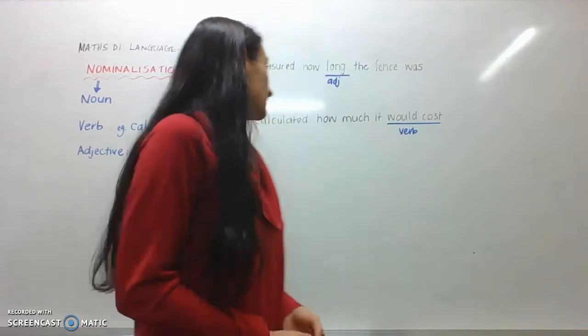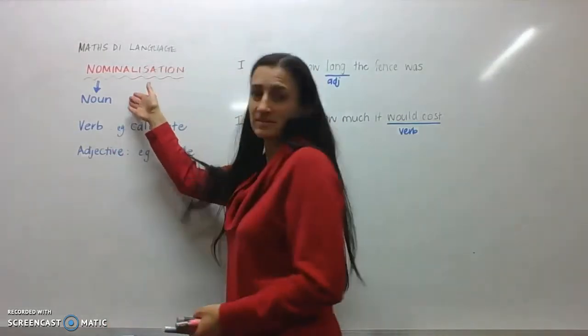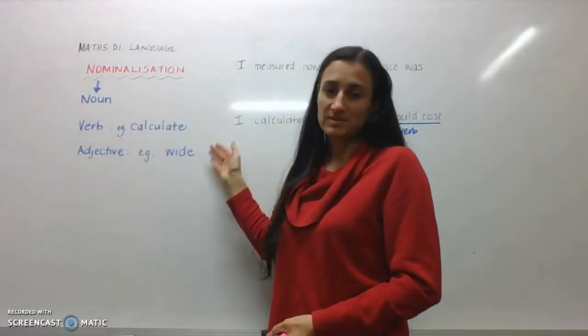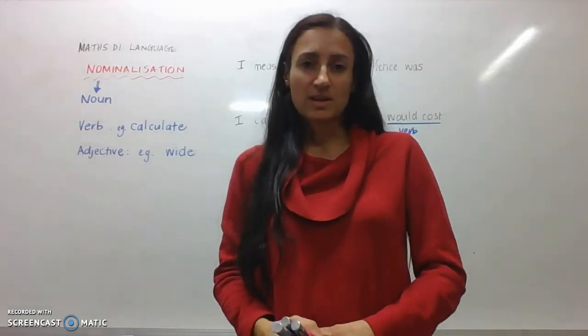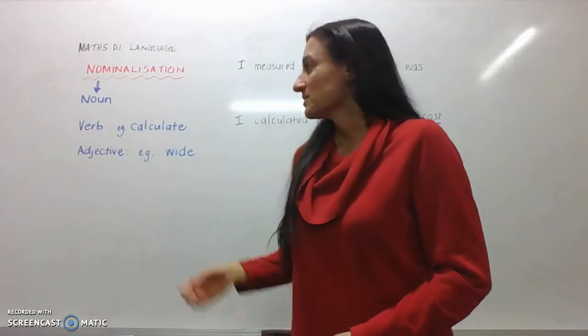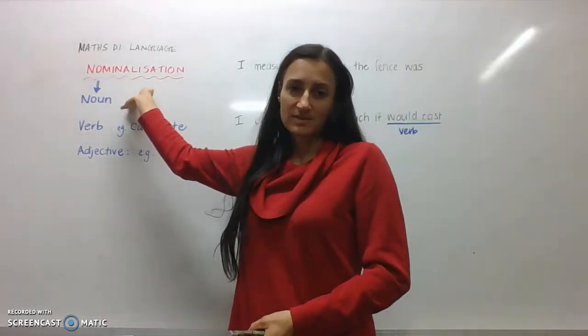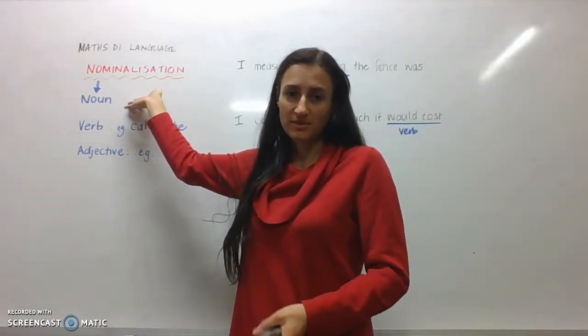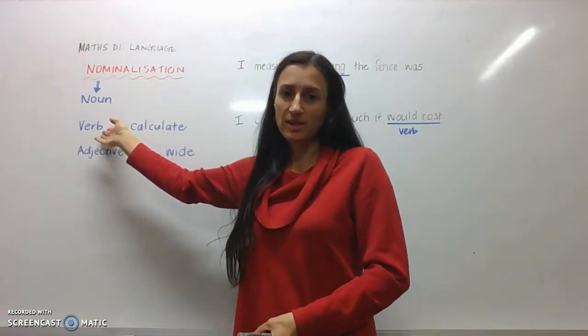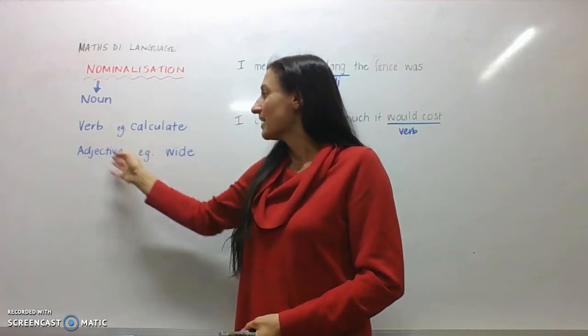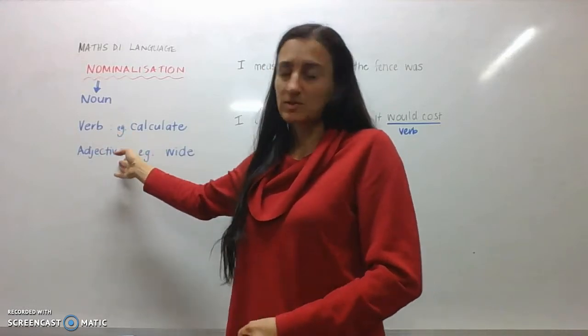So we need to know what a noun is and what a verb is and what an adjective is, because if you don't understand those three things, it makes it really hard to manipulate the language. So, to recap, a noun is a person, a place, a thing, an object of some kind. A verb is an action, or it could be a being or having word. And an adjective is a describing word, and it's used to describe nouns.